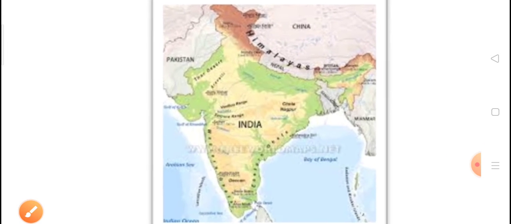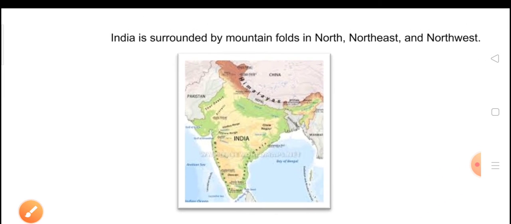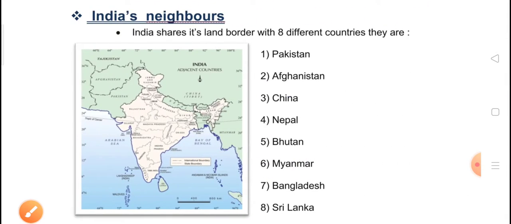So as we know that India contains the Himalayas in its northwest part, north part and northeast part. So we'll discuss more about this topic in our next lesson which is physical features of India. So next subtopic is India's neighbors.